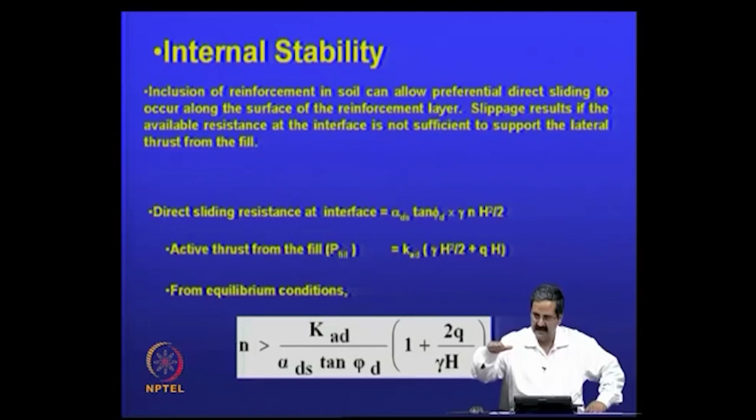So, if you place this reinforcement at the interface, you normally have to place it at the interface. So, you have a resistance here, which you can calculate like this: the direct sliding force at the interface is given in terms of the alpha. We have seen in the geogrid calculations that the coefficient of direct sliding one can calculate.